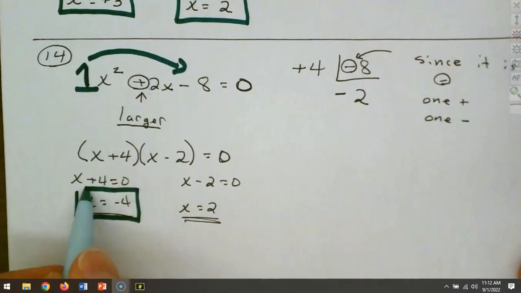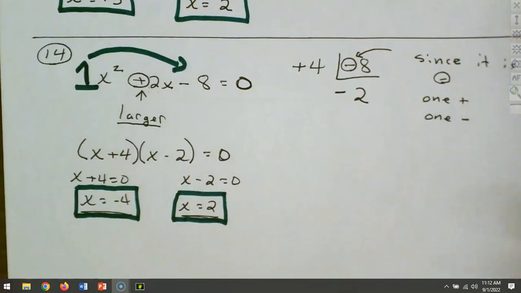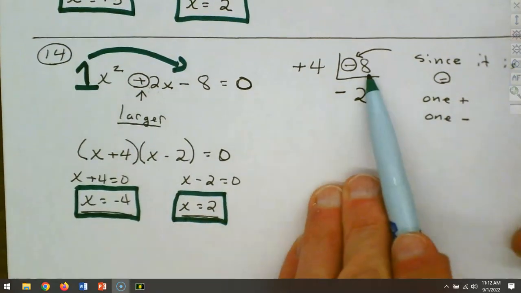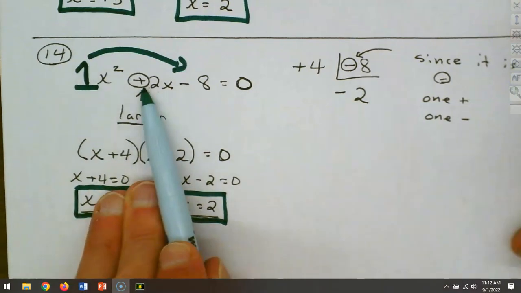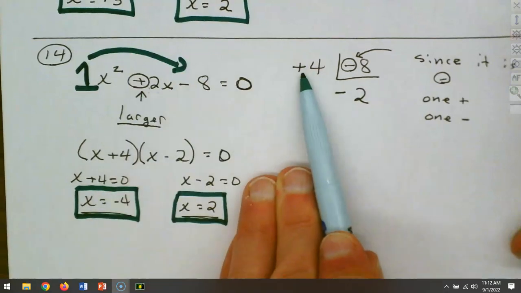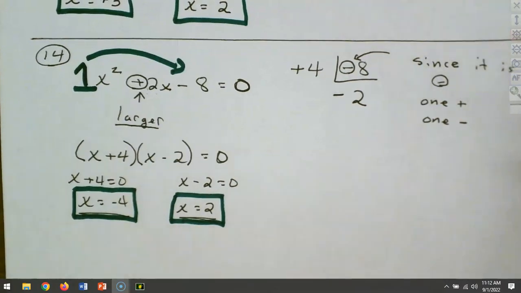So let's talk quickly about what we did and how we factored this out. We took the first times the last. We put that number over here in the box. Now, if it's positive, they're the same signs, like the previous one. This one, it's negative, so that means one is positive, one is negative. Then we go to our sign in the middle. Sign in the middle is positive in this case, so larger number positive, smaller number negative. We can then jump directly to our factors, and we set them equal to 0, and we solved it.